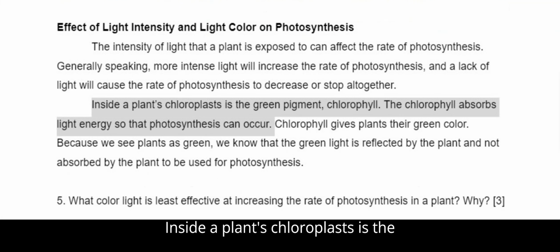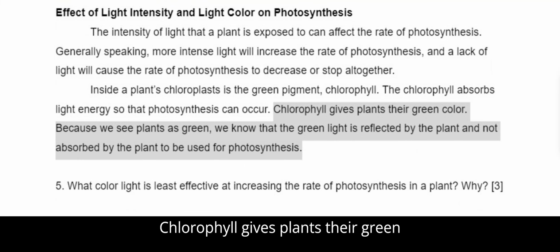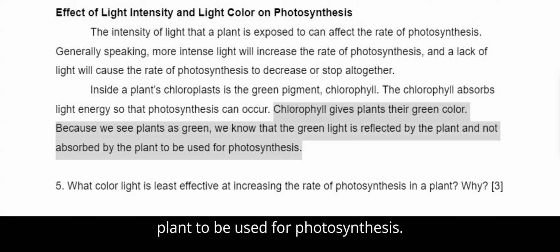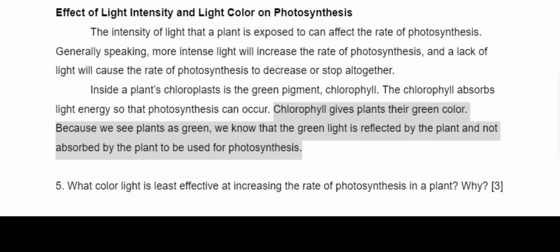Inside a plant's chloroplasts is the green pigment, chlorophyll. The chlorophyll absorbs light energy so that photosynthesis can occur. Chlorophyll gives plants their green color. Because we see plants as green, we know that the green light is reflected by the plant and not absorbed by the plant to be used for photosynthesis.